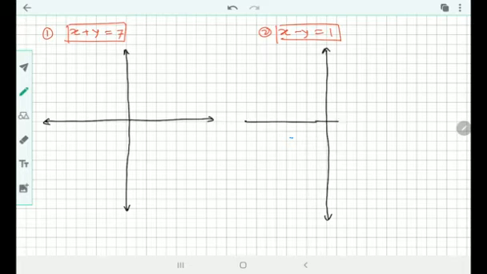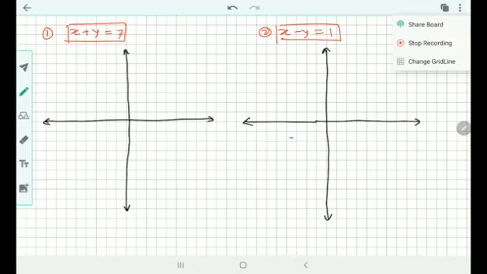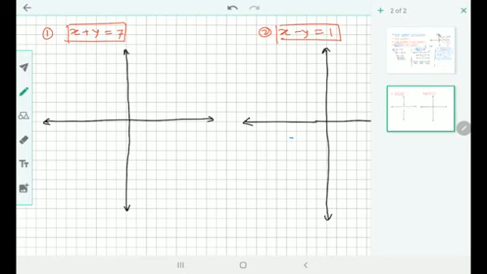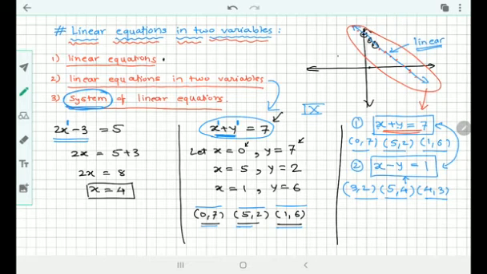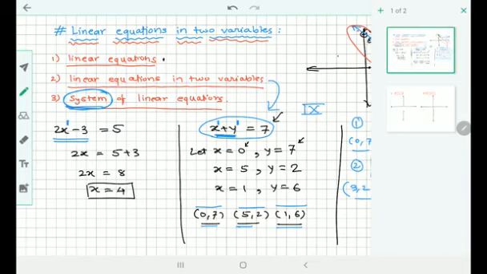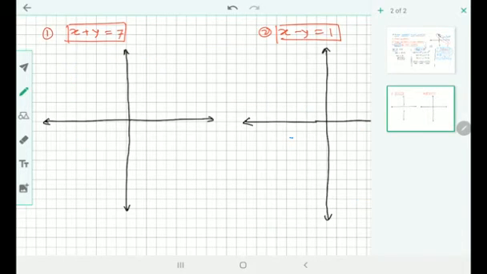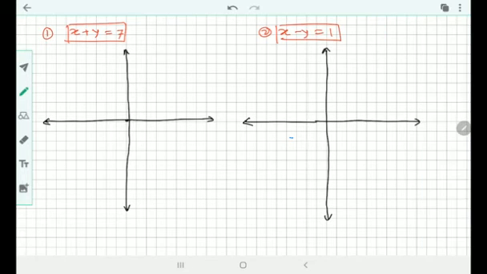So I'll just keep my graph ready for the equations. Solutions were clear. I'll just show you the solutions for the first one. Here it is. These are the solutions of the equation: 0, 7; 5, 2; 1, 6. I'll go back to the page. 0 comma 7. So 1 2 3 4 5 6 7.